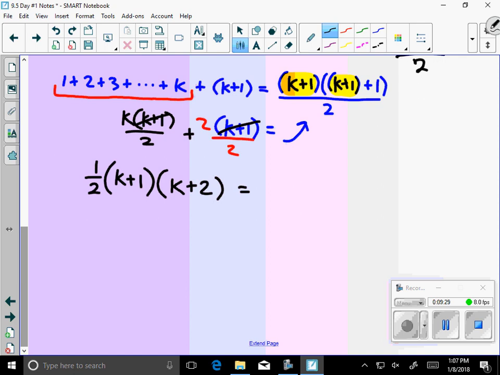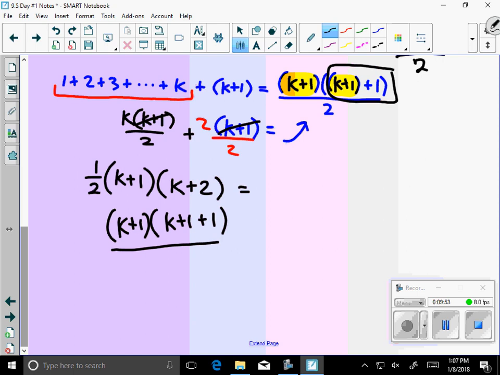Whoa, we're almost there. I got a 1/2 times k plus 1, and I want to make a k plus 2 look like this. Could I make k plus 2 look like that? Heck yes, I can. I can split it. This would be k plus 1, this would be k plus 1 plus 1, and 1/2 distributed about that would be said thing. I can place parentheses right here. And look what I did. By induction, I've shown that's true forever.